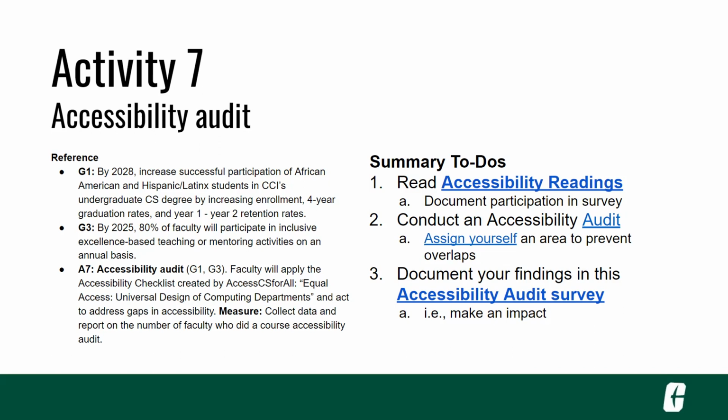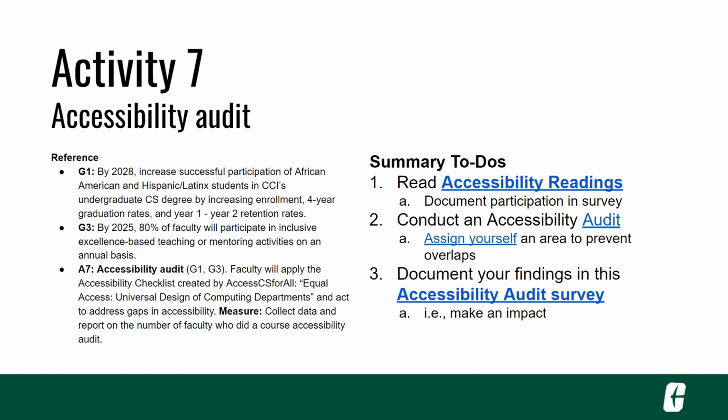Then there's also a little bit deeper: you can conduct an accessibility audit. There's a link to Access CS for All, and it'll give you instructions for an audit. It's like a checklist, with different sections of that audit. So for example, you can audit your class. Everyone can do that. There's no such thing as overlapping because you all have different courses.